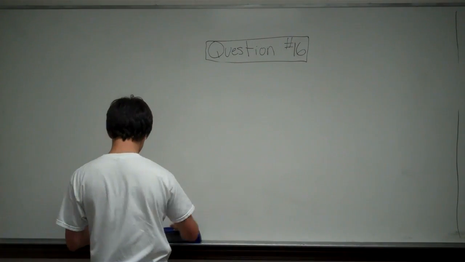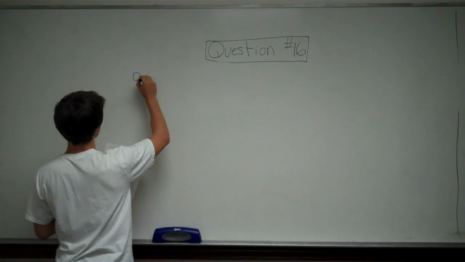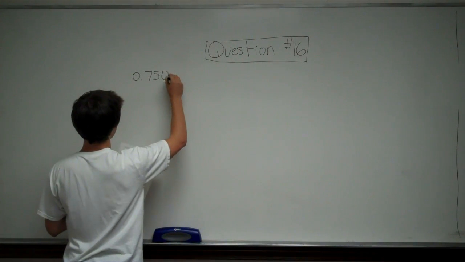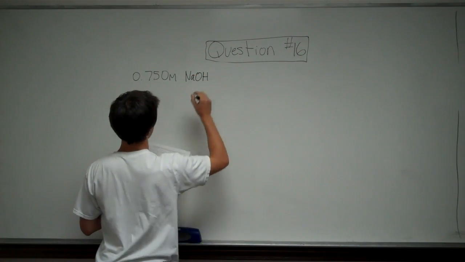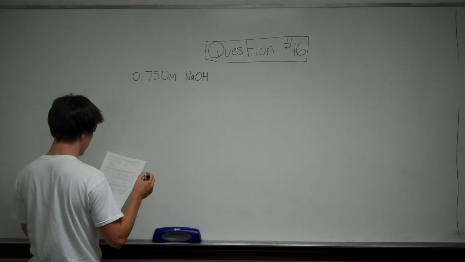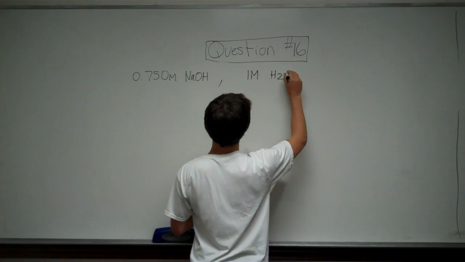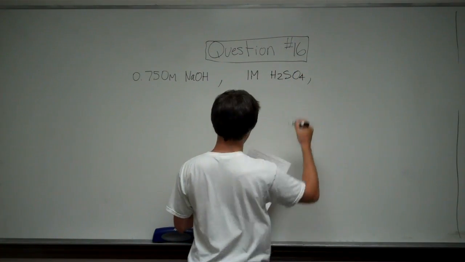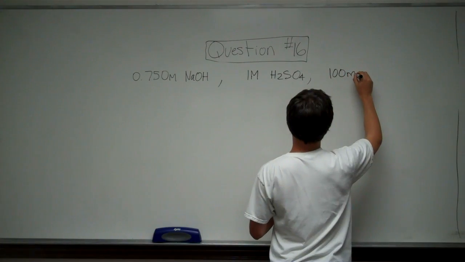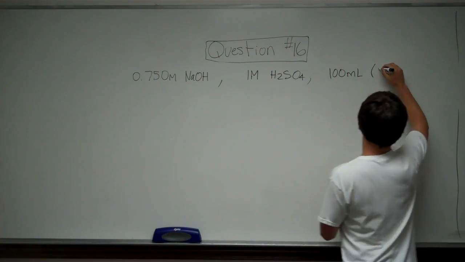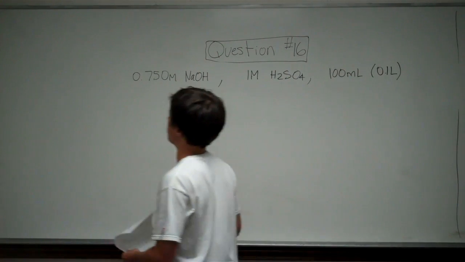So the solutions that they gave us are 0.750 molar NaOH, and we don't know the volume. And then they also gave us 1 molar H2SO4. And they did give us the volume of that, and it's 100 milliliters, or 0.1 liters.